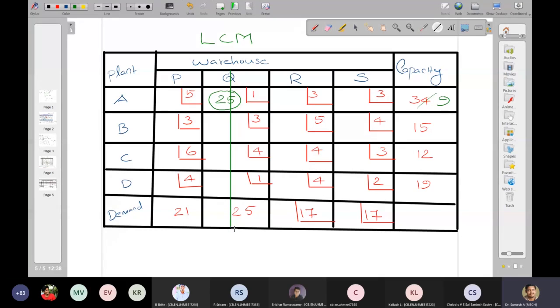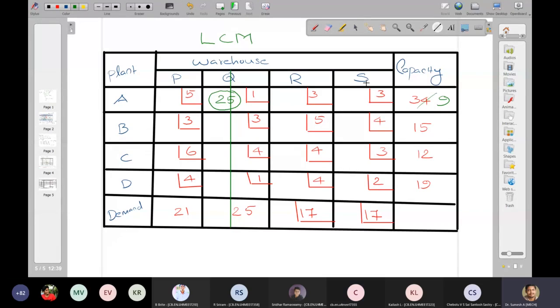Now among P, R and S, which is the lowest cost? DS is 2. Right. So at DS, the demand at S is 17 and capacity is 19. So what allocation can I give? You can give full, sir. I can give 17 over there.